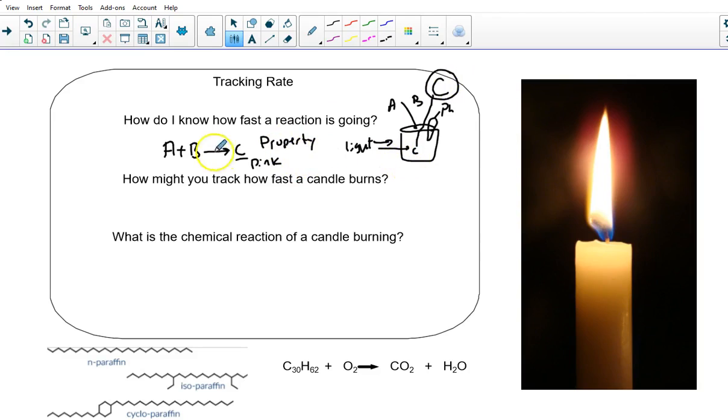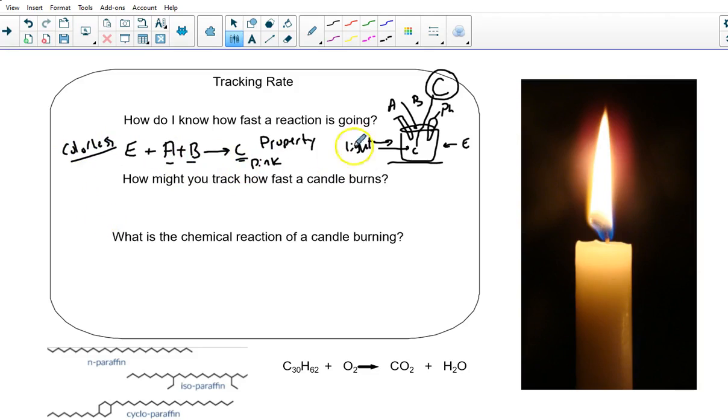Maybe this reaction also takes in energy. I put it on this side. That's endothermic. So maybe we can track how much energy is going in and out with a thermometer. There are lots of ways, but it's quite possible that A, B, and C could be completely colorless. Then what in the world do we do?